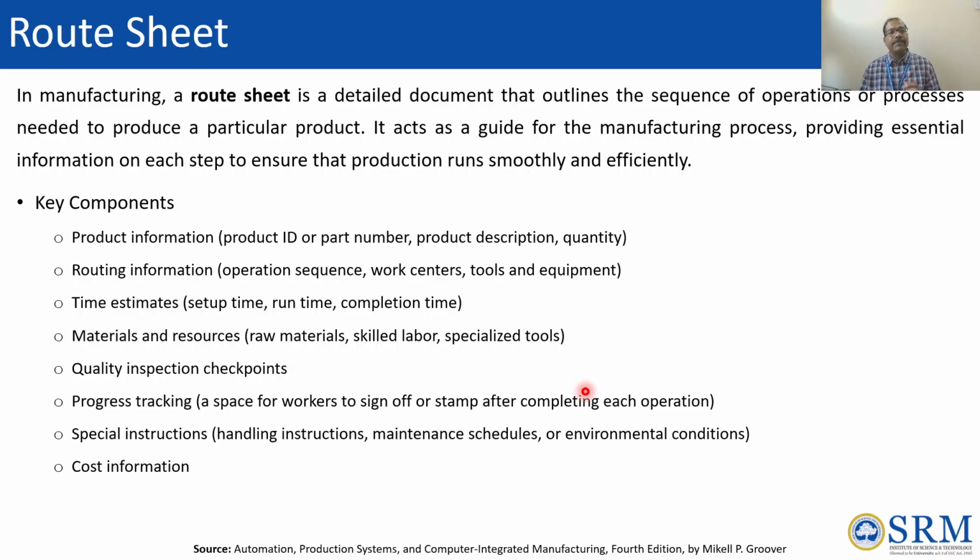Routing information, like route cards, operation sequences, work centers, tools, and which equipment is used for that. Then time estimates: what the setup time is, what the idle time is, the run time, the inspection time, the completion time, and what materials and resources are available. Resources, as I said, like labor. What level of labor, whether skilled labor is needed, or any special tools needed for the inspection or material handling.